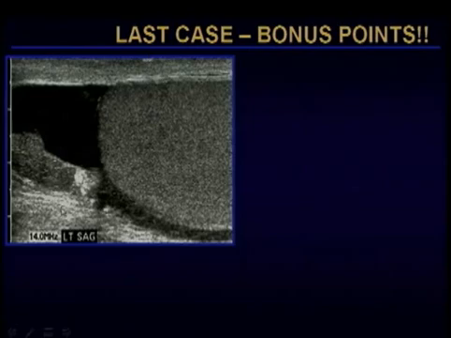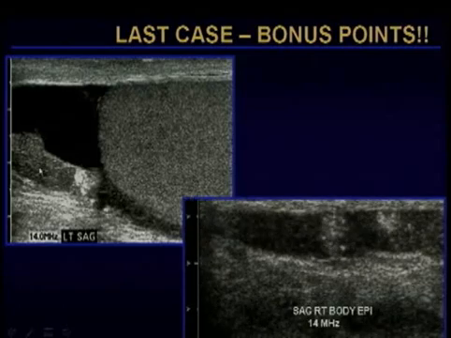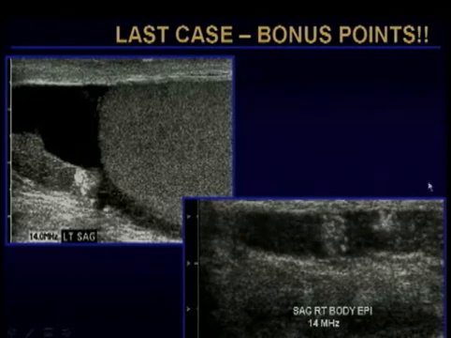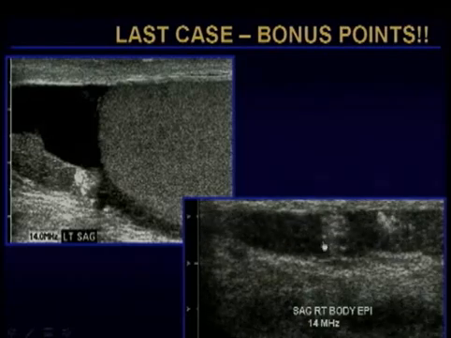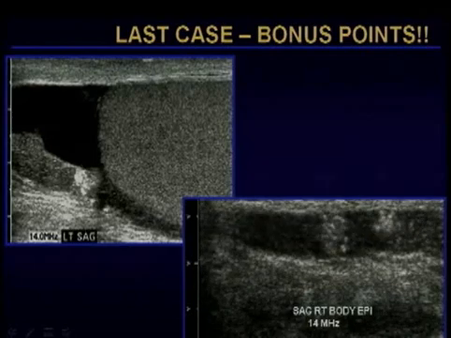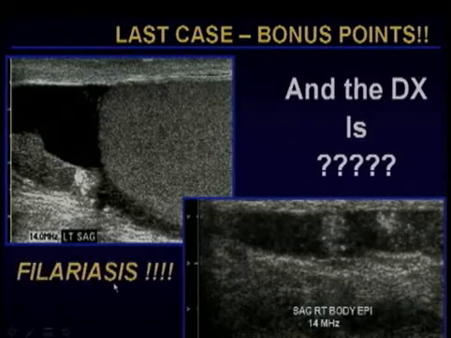The last case is very interesting and intriguing. As you look at people, you may see people who have, notice the slightly dilated epididymis in this case, and if you cone down on it, you can see movement within the dilated epididymis. And in this case, this was a patient who actually had lived in India, and this was filariasis.